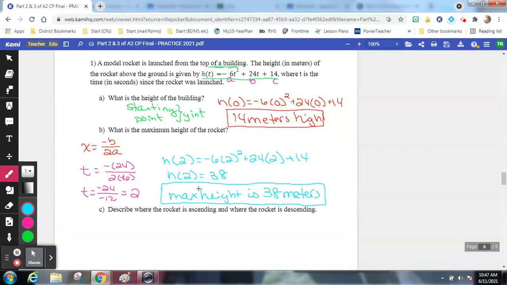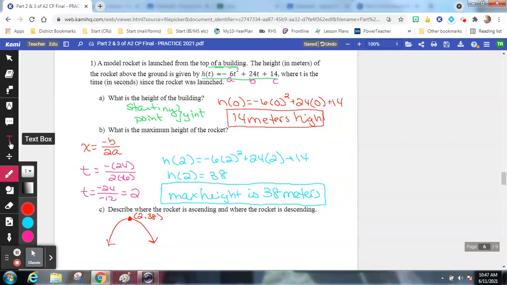Okay, and lastly it says, describe where the rocket is ascending or the rocket is descending. So visually, my graph looks like this. I know it's a maximum. Okay, and I know where my maximum point is. It's at the point (2, 38).